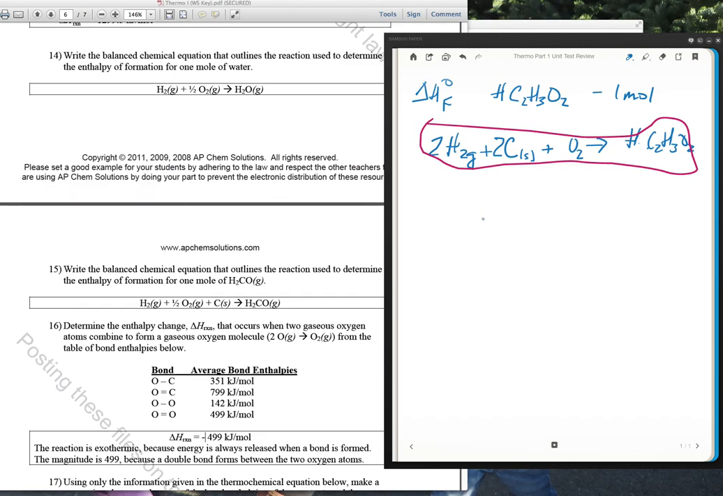Why did you put the H on the product side? This right here is acetic acid, which is really H plus and C2H3O2 minus. So that's why the H is up front of it. Okay.